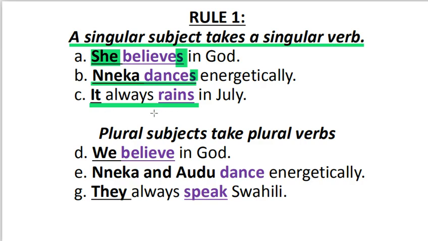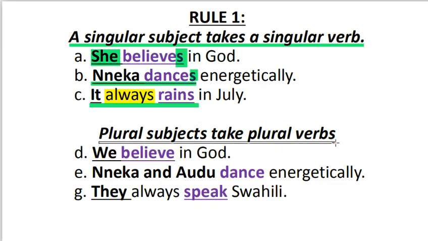Don't be confused with always. Always is not the verb. Always is just an adverb. We can remove always from the sentence. It rains in July. It is the subject. Rains is the verb.